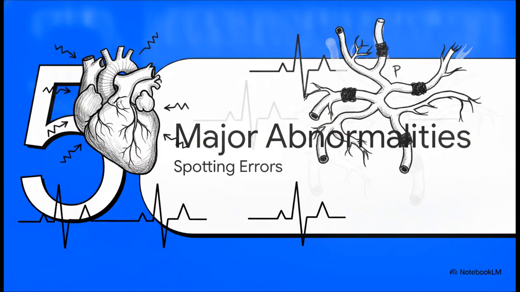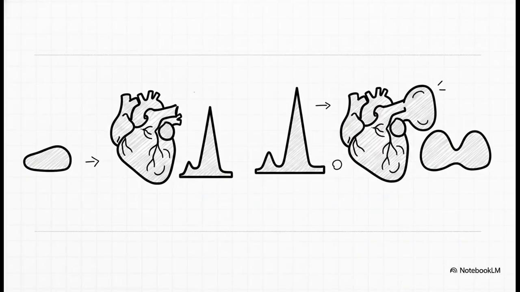That leads us right into our final section, diagnosing major abnormalities and spotting those errors. We're going to take everything we just learned about vectors and waveforms and use it to identify physical structural changes, things like enlarged chambers, thickened walls, and blocked coronary plumbing. Let's start with the top chambers, the atria.